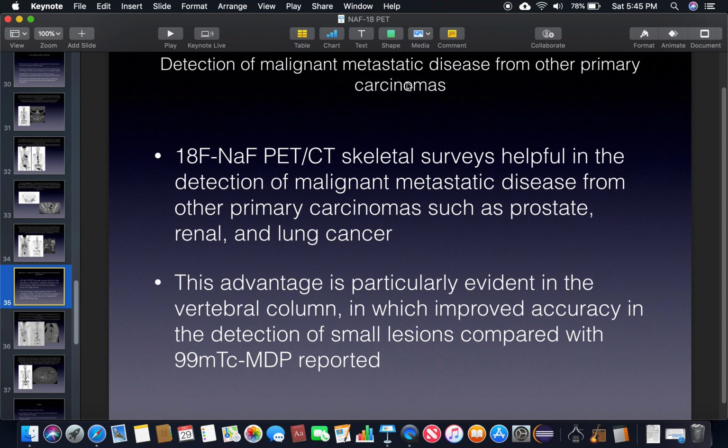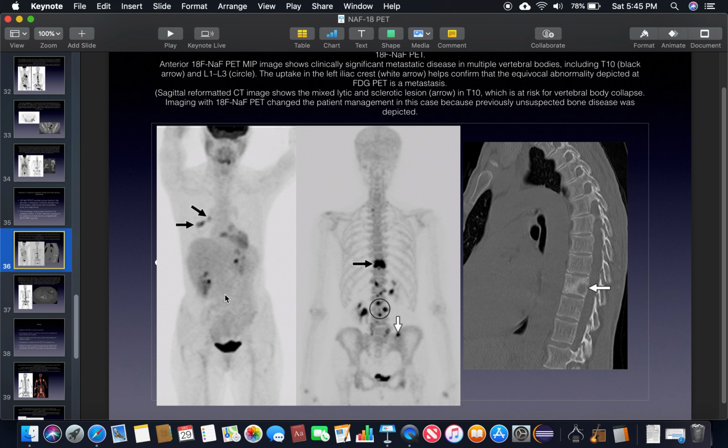So you can use a sodium fluoride PET for detection of other primary carcinomas such as prostate, renal, and lung cancer. And this is particularly important in case of the vertebral column, where it has been reported to be better than MDP. This is an example of an FDG PET and sodium fluoride PET. And as you can see here, this is an FDG PET. There is a lung lesion. There are hilar mets, and then you're seeing all these multiple metastatic lesions.